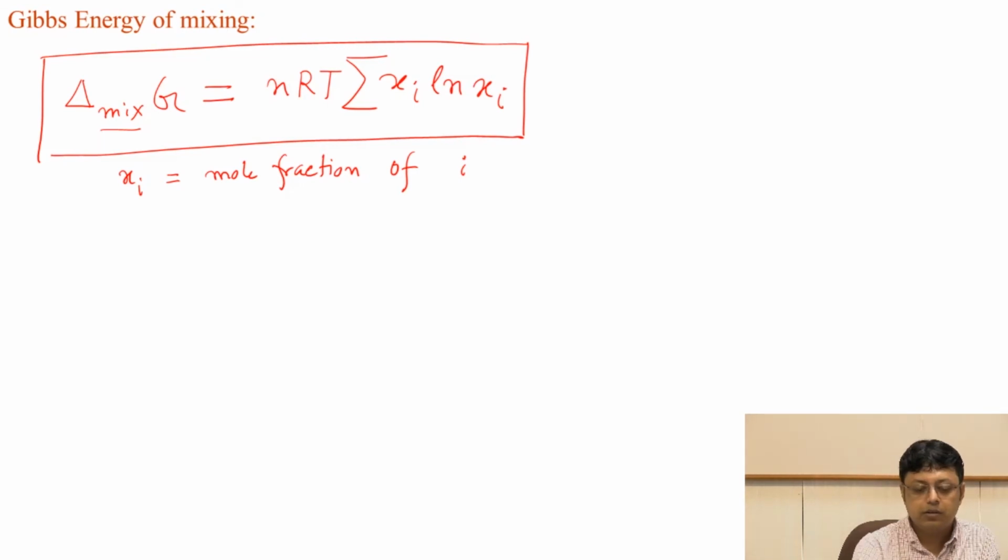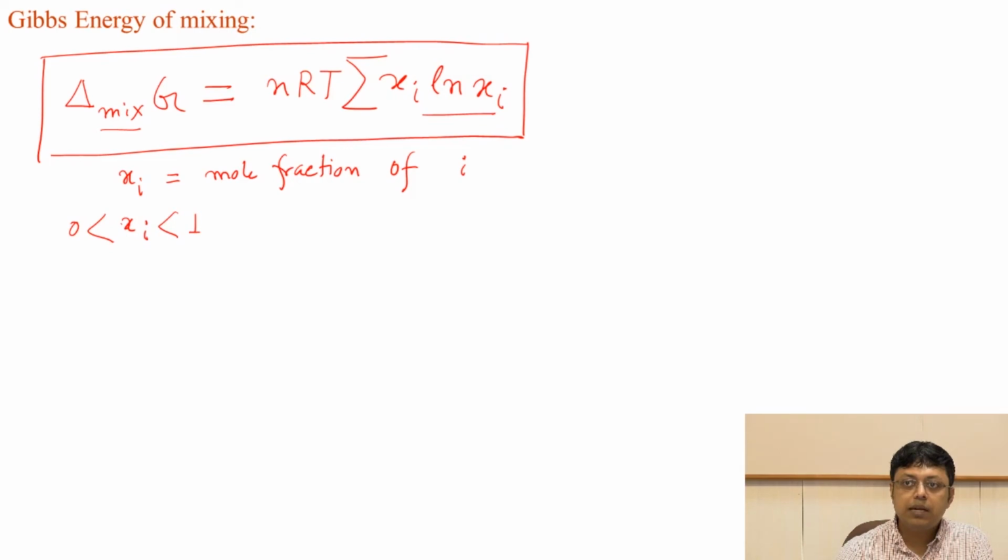Now the mole fraction, remember, what is Xi? Xi can be minimum 0 and maximum 1. So Xi is a fraction, which means ln Xi will be a negative quantity, which means delta G mixing is always negative for each component. So if we add up, it will always be negative together.